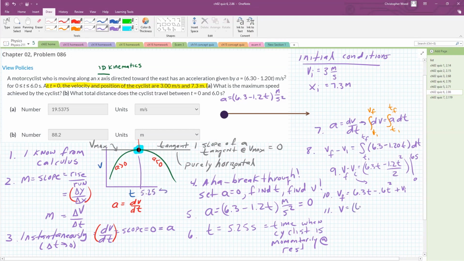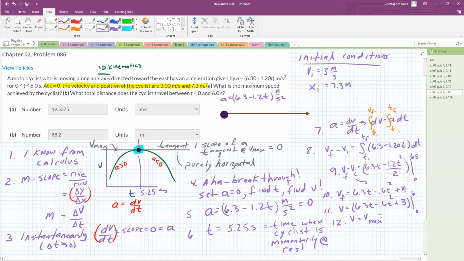You need to do 6.3, and yes, shout out if you see me making some mistakes. 6.3 t minus 0.6 t squared plus the initial velocity. And the initial velocity is at t equals 0, the velocity is 3 meters per second. So that's 3. Okay, I guess that's it. And then evaluate this from 0 to 6, and let's get an answer for the maximum velocity. V equals V max at that 5.25 second mark.